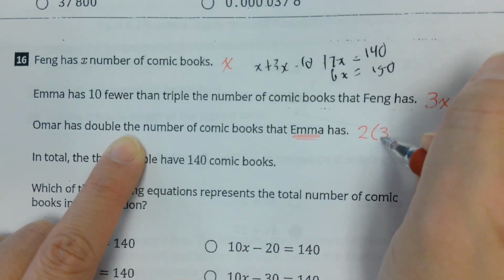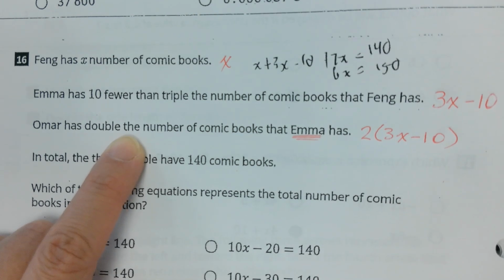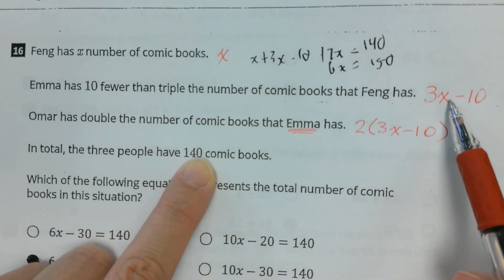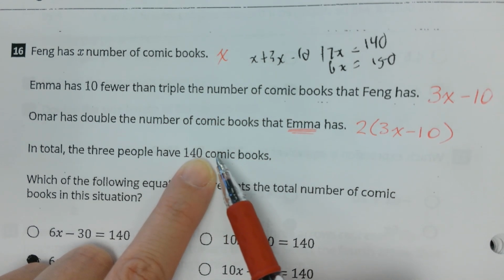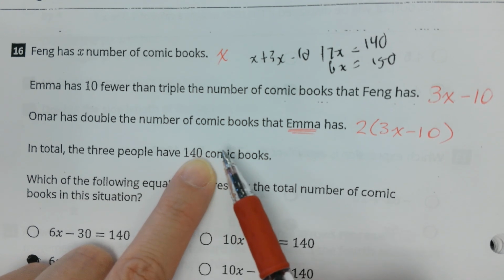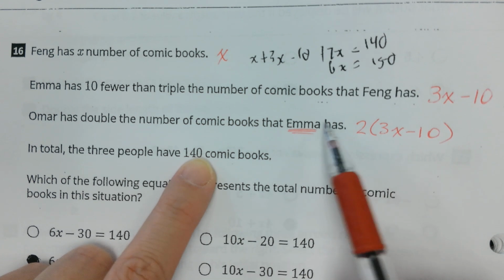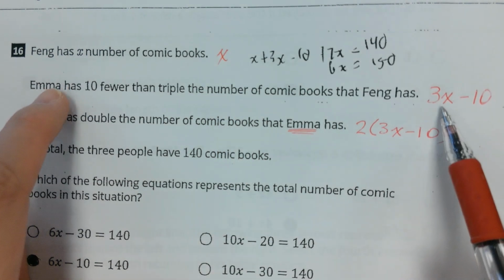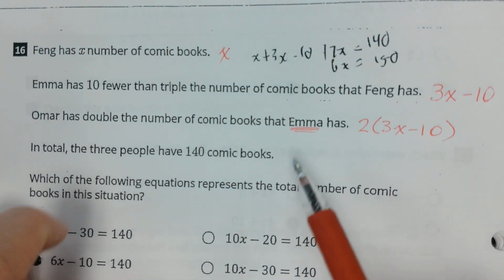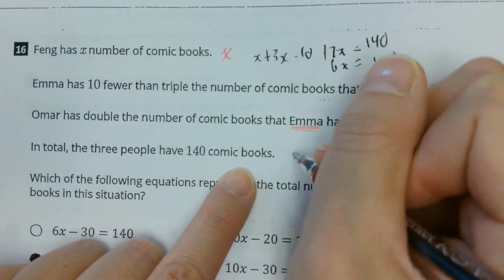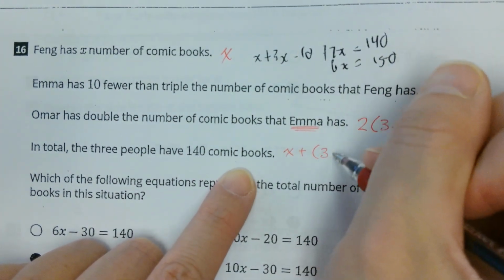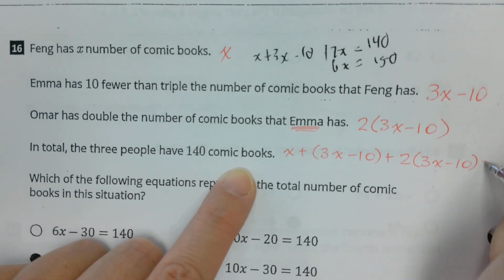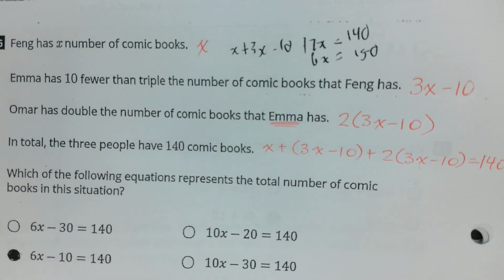So this is this. In total, the three of them have 140 comic books. So what you have to do is this plus this plus this equals 140. You're doubling it, so doesn't that count? Well, this only tells you how many Omar has. This is how many Fan has, this is how many Emma has, this is how many Omar has. So in total, you would write it as x plus 3x minus 10 plus 2 times 3x minus 10 equals 140. Like this.